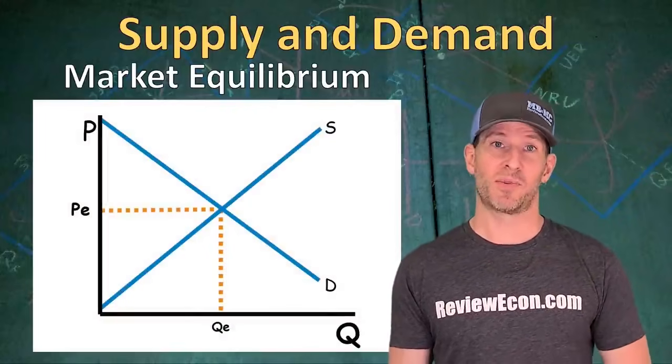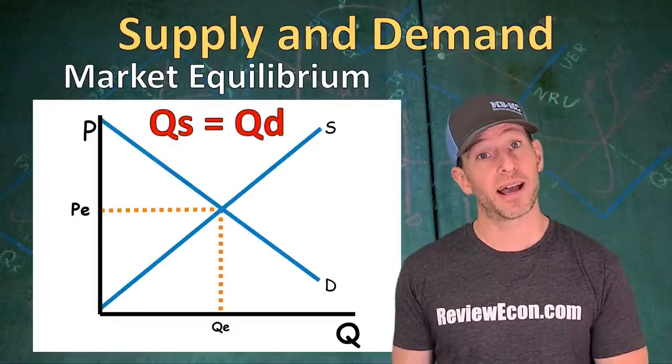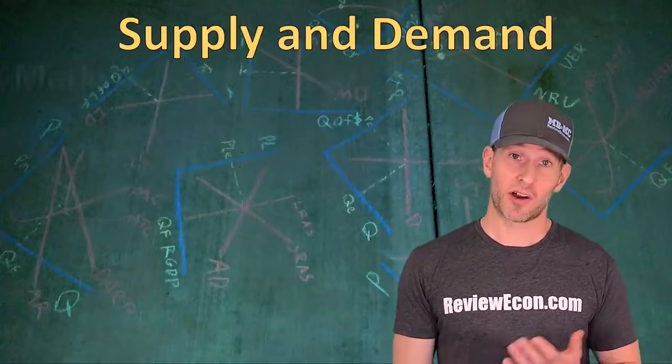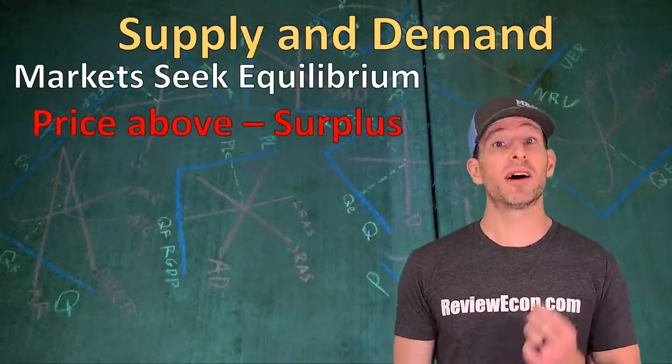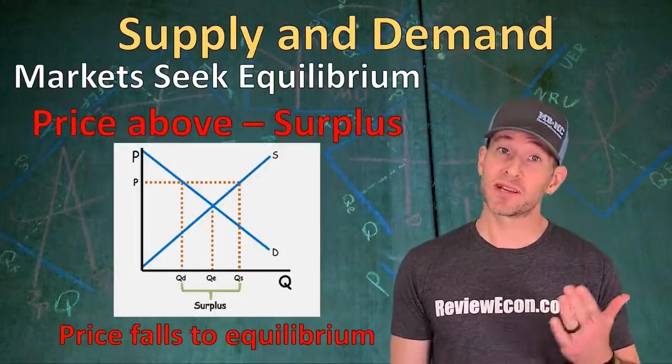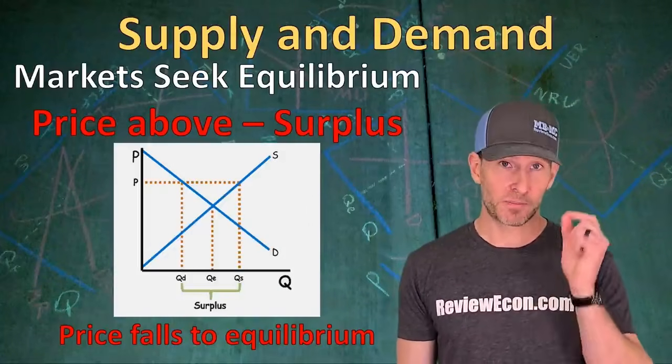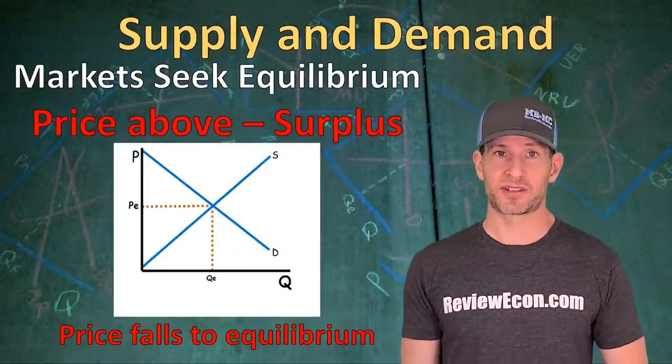That's the equilibrium point. It's the price where quantity supplied equals quantity demanded. Now, a market will seek that equilibrium price. When prices are above equilibrium, we will have a surplus. The quantity supplied will be greater than the quantity demanded, and that will push prices downward towards that equilibrium.